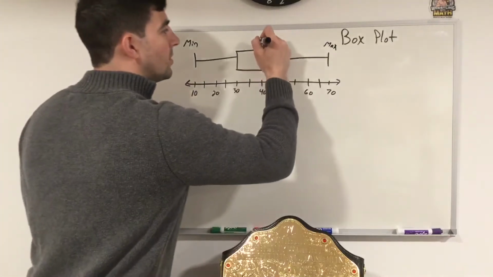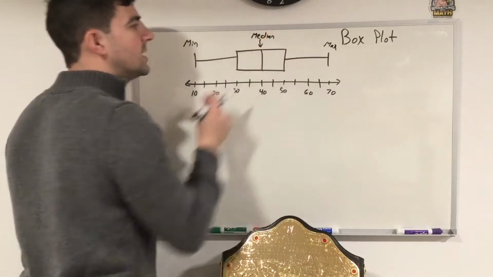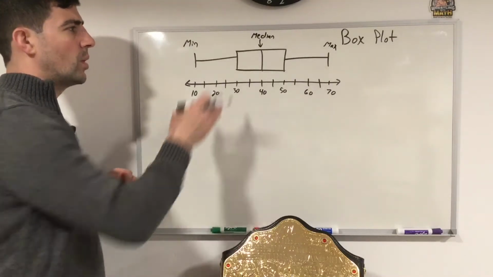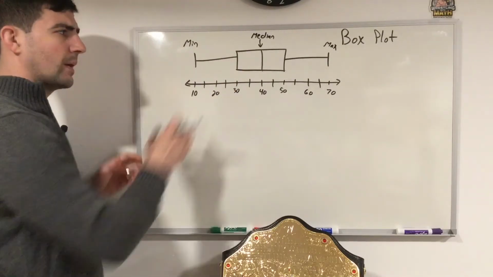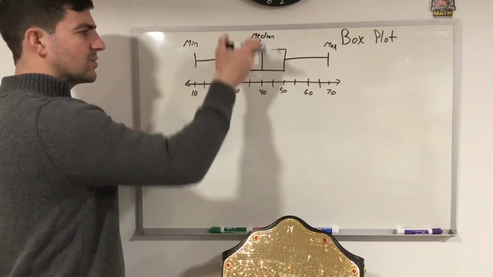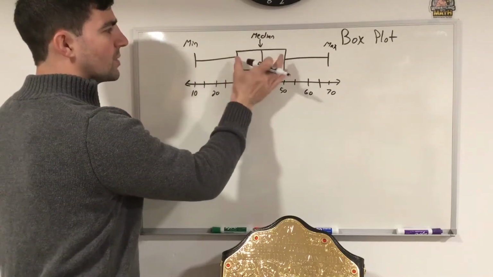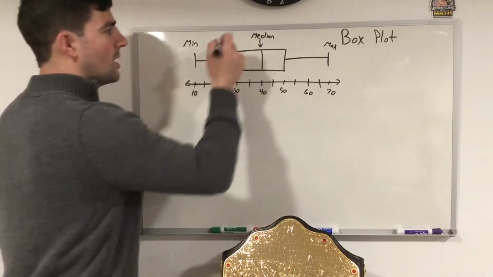The number in the middle is your median. We talked about median when we did central tendencies: mean, median, mode. Median is in the middle. Not necessarily in the middle of the box, it just happened for this set of data to be right in the middle of my box. But the median is going to be inside the box somewhere.